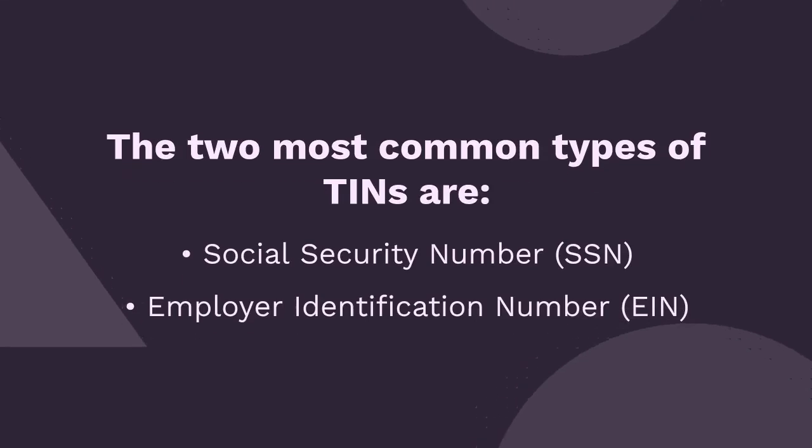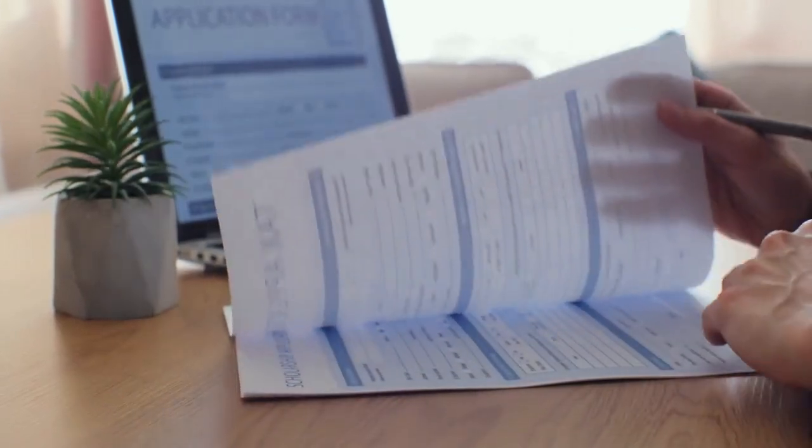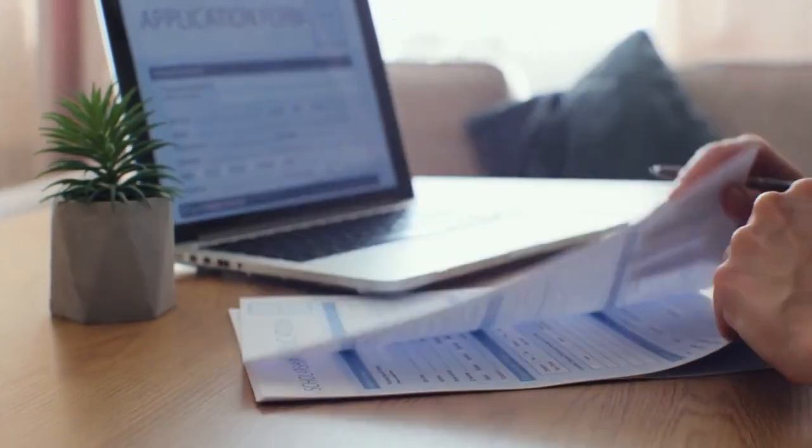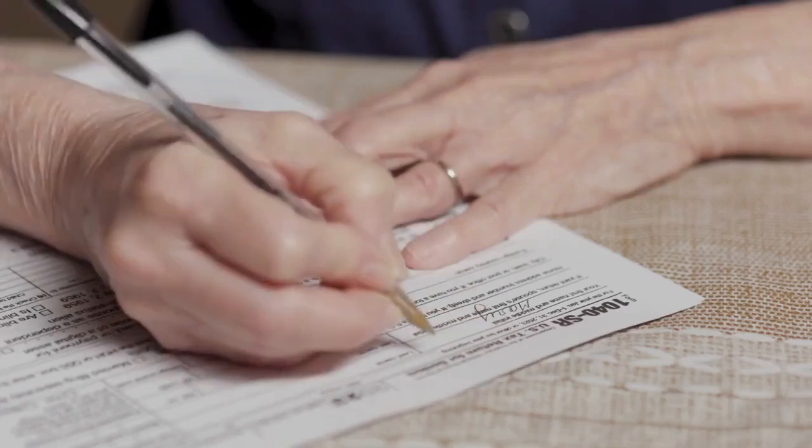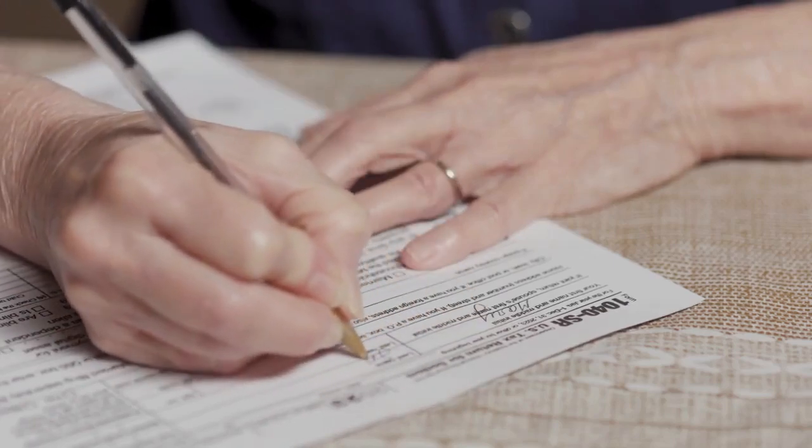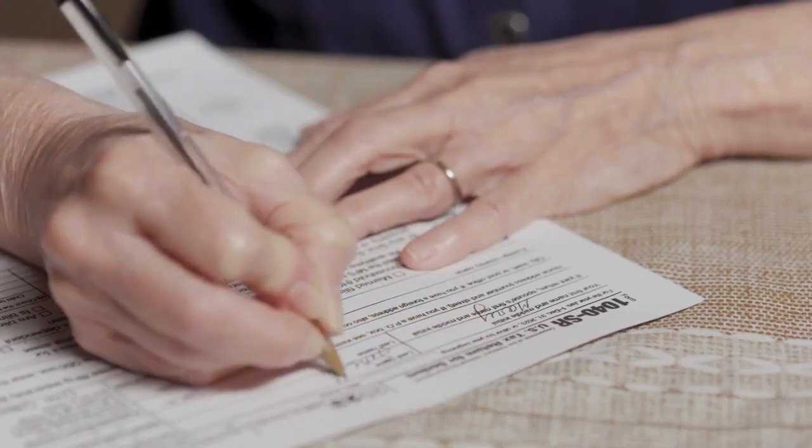The two most common types of TINs are the Social Security Number, or SSN, which is for individuals, and the Employer Identification Number, or EIN, which is for businesses, trusts, and estates. The term Federal ID Number is just a common, everyday name for an EIN. So, when someone says Federal ID Number, they are almost always talking about a business's EIN.